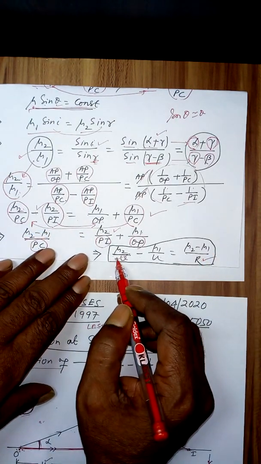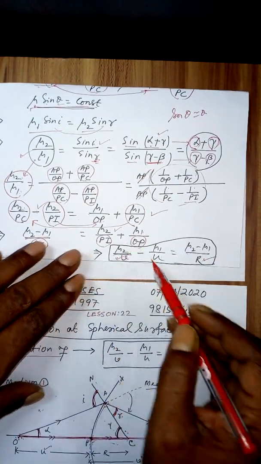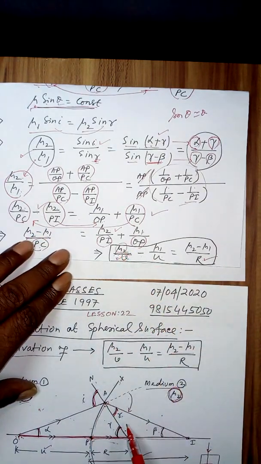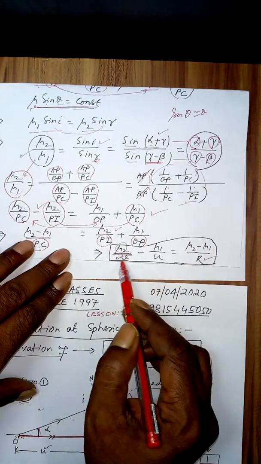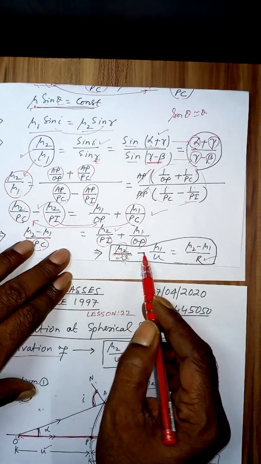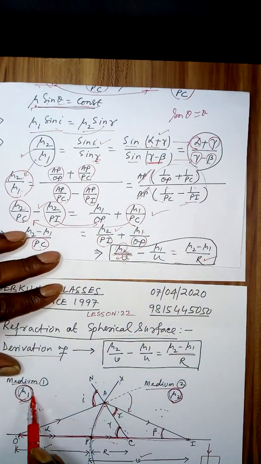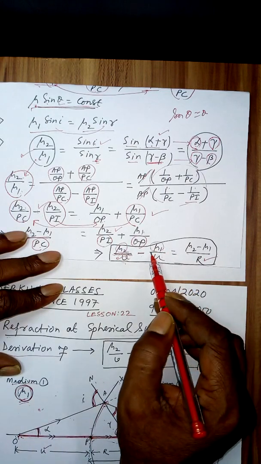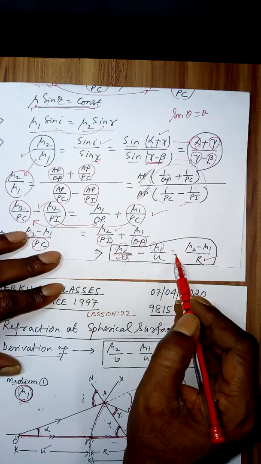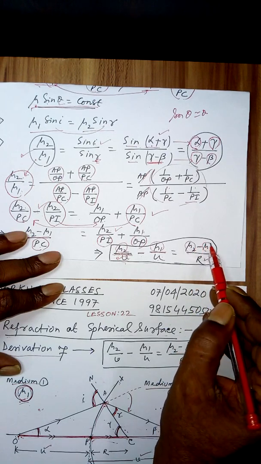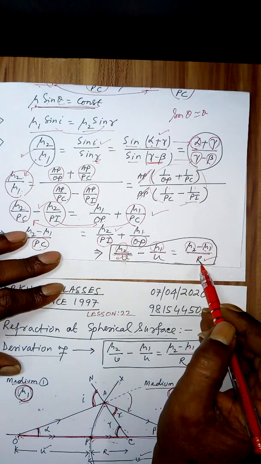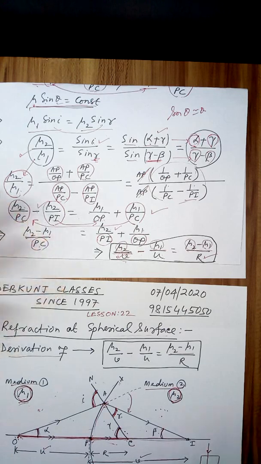You have to remember it like this: refractive index of the second medium divided by image distance v, minus refractive index of first medium mu1 divided by object distance u, is equal to refractive index of second medium minus refractive index of first medium divided by radius of curvature. You have to remember it like this.